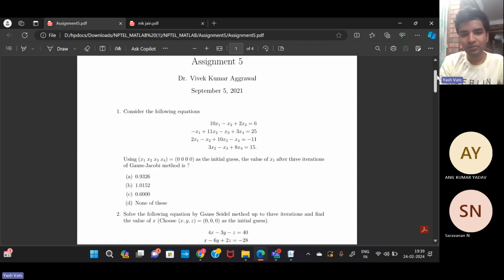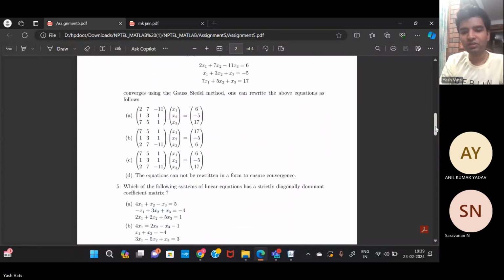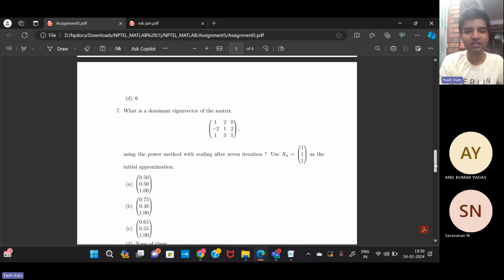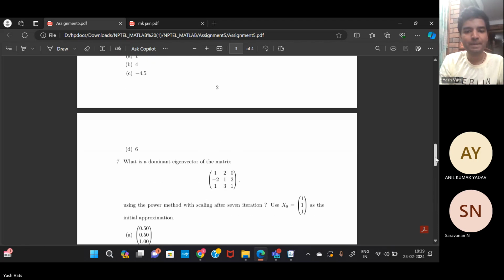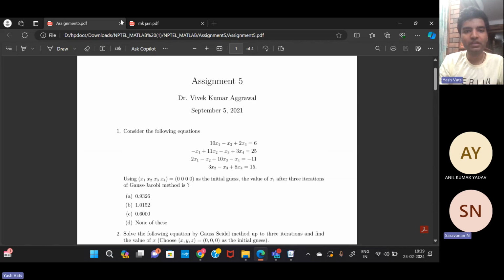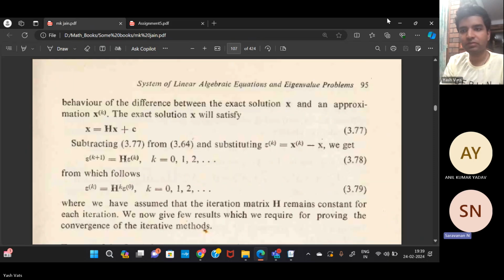So we will start with some previous year questions of assignment 5. These types of methods, Gauss-Seidel, Gauss-Jordan, Gauss-Jacobi methods, you have not studied, right? Or you have studied them in your lectures? Okay, Gauss-Jacobi and Gauss-Seidel were there. Okay, so you know them. Yes, in the fifth week lecture, it was taught.